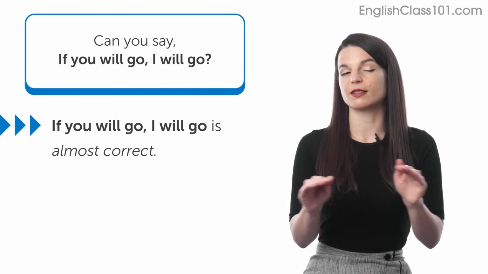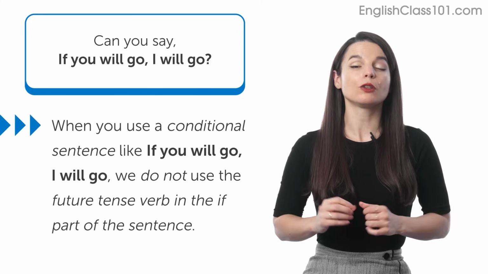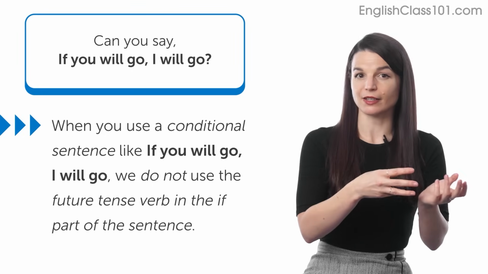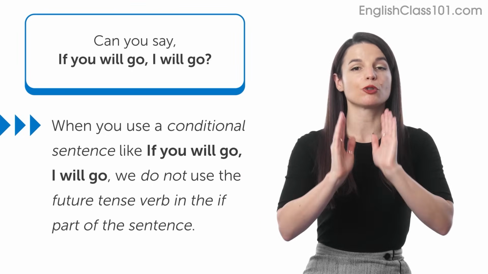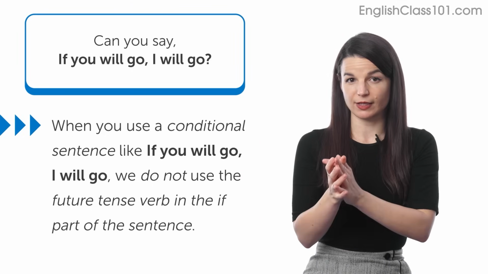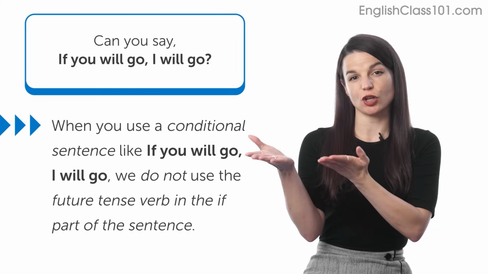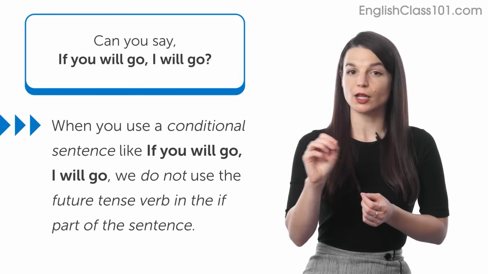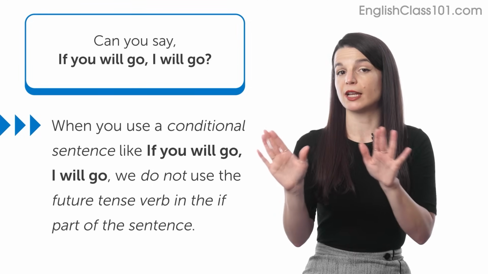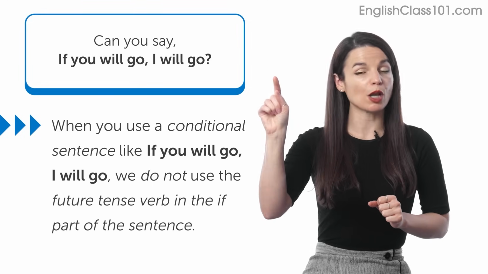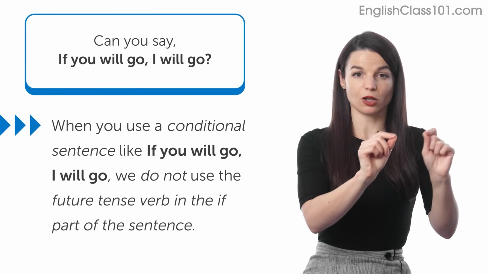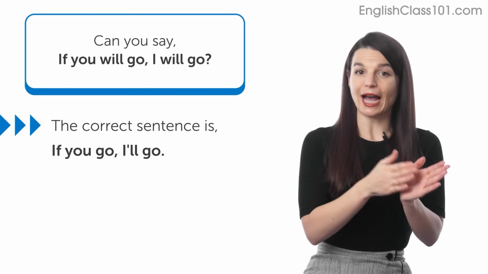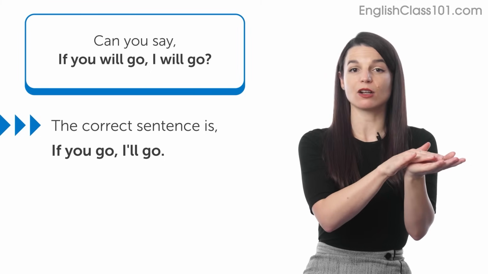Very, very close. So this is not quite correct. When you use a conditional sentence like this, so if something, then something else, we do not use that future tense verb in the if part of the sentence. So in this sentence, you have in your if part of your sentence, the if clause, if you will go. We do not use will. We do not use any future tense verb in that part of the sentence. We only use that in the main clause, the part that does not have an if. So this sentence should be, if you go, I'll go. So I will is in the main clause only.